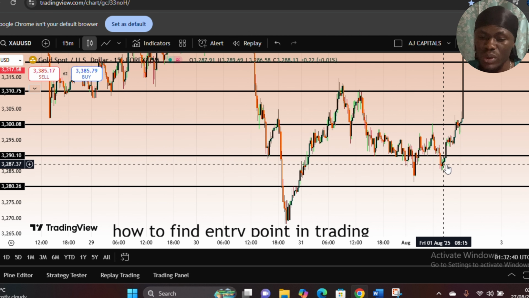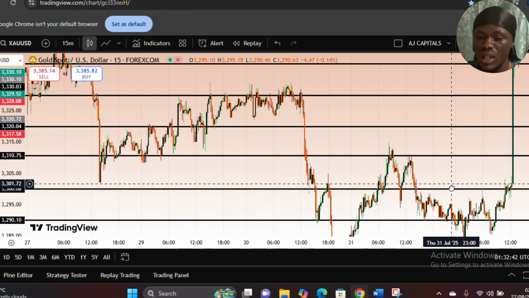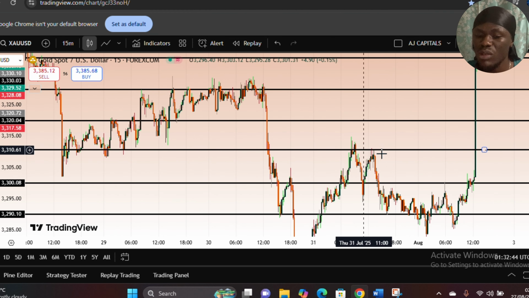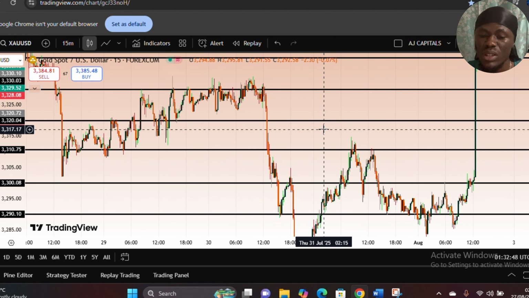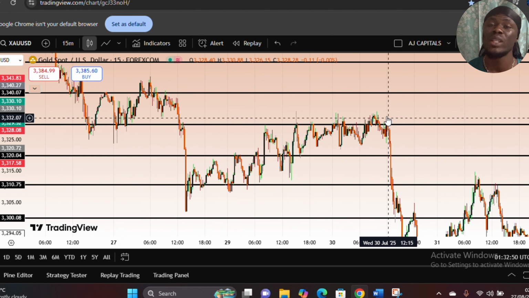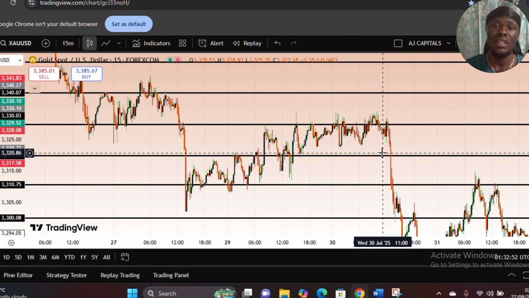So look at what is happening. Look at the double top, and look at the opportunity to enter in this zone. There are different opportunities. Most of the movement happens from the zone. That is why you need to enter from the zone. You need to find entry from the zone.